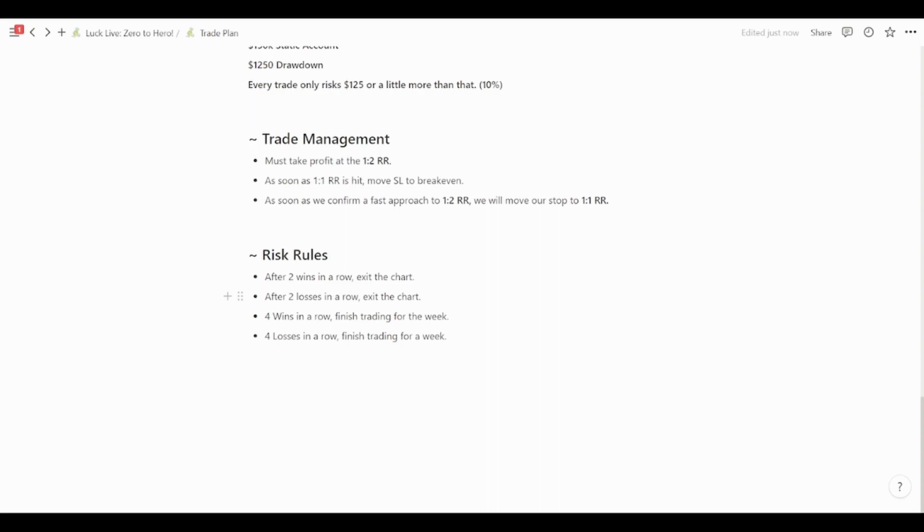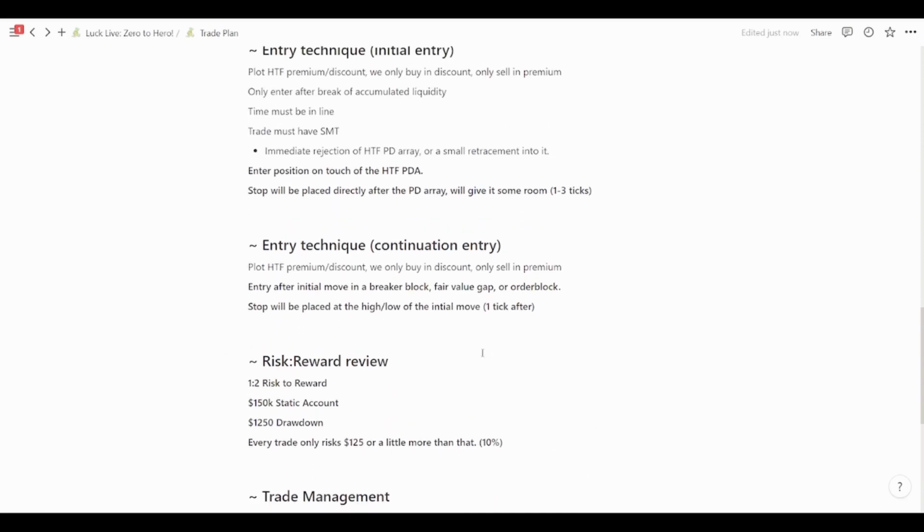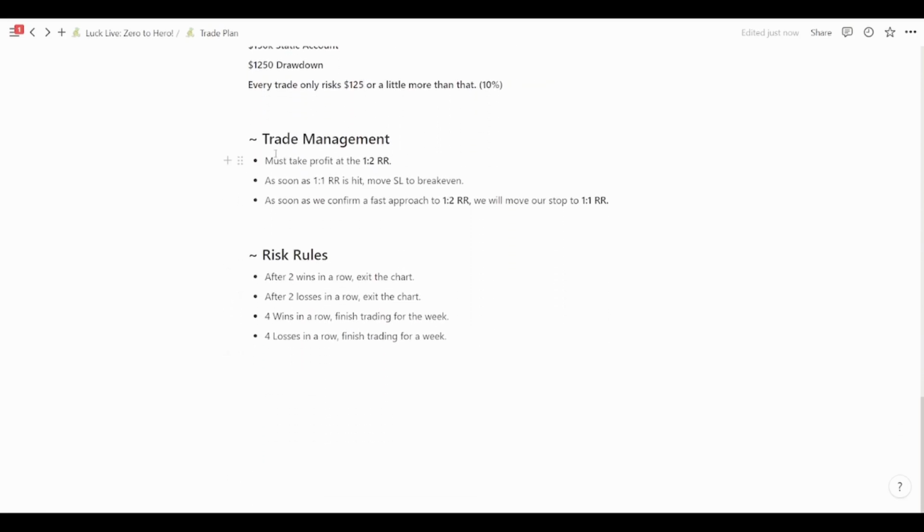The profit target. Okay, yeah. So my profit target, I'm not going to be targeting buy side or sell side or anything like that. Every trade is just going to be a 1 to 2 risk to reward.